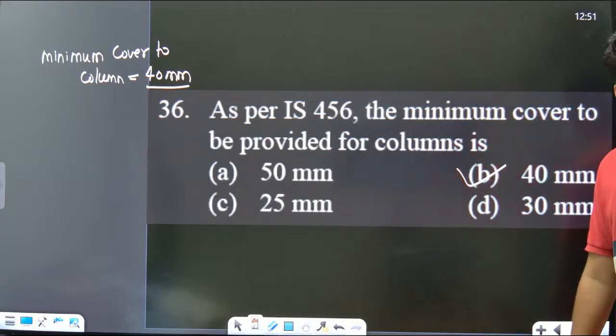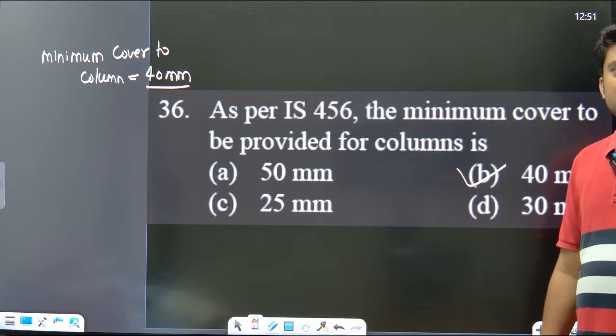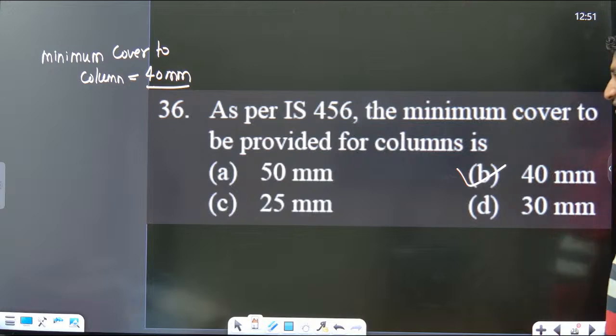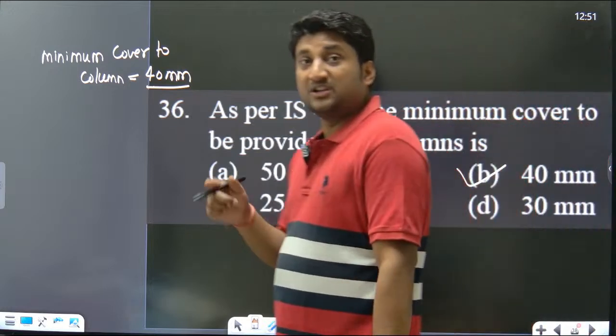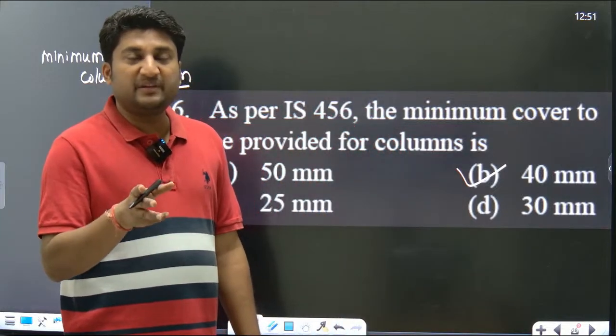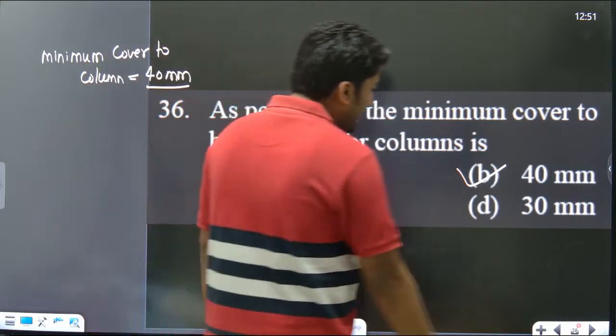But if the diameter is 12 mm, then we would have chosen 25 mm. Now, the minimum diameter to be used in a column is 12 mm. So it means that 25 mm is applicable only for 12 mm diameter. Now moving ahead.